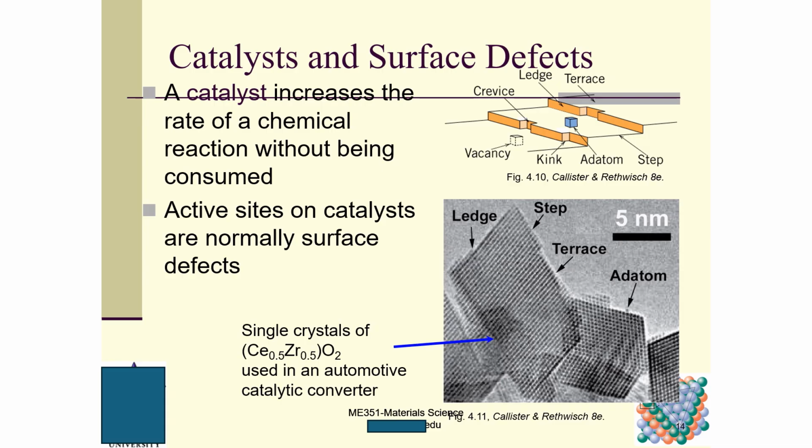Look here. This is a single crystal of zirconium dioxide, used in the automotive catalytic converter. As you can see here, these are called the surface defects.